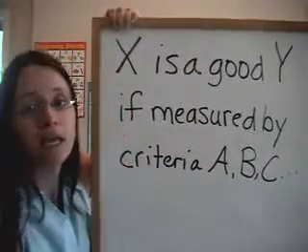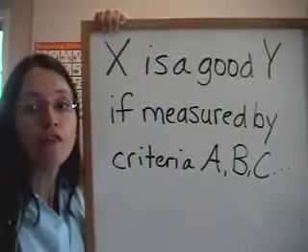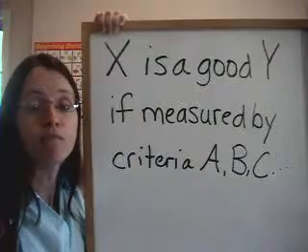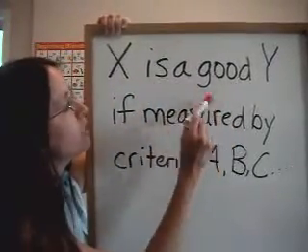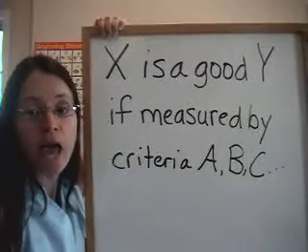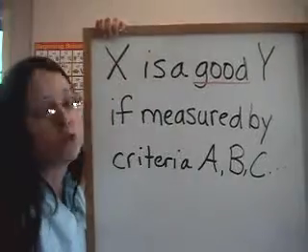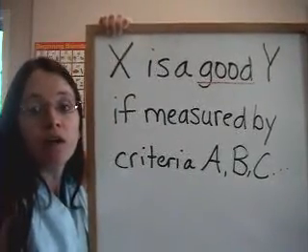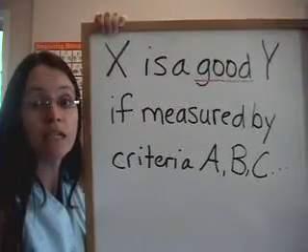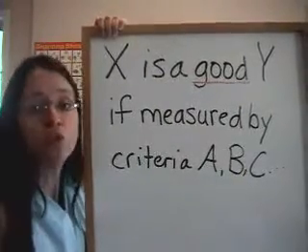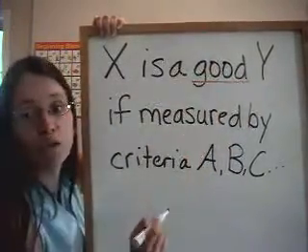But X is our main term. X is the thing or the person that we are evaluating. In this case, it's the movie Pride and Prejudice. X is a good. A good is our evaluative term. We could also use bad, best, worst, mediocre, terrific, abysmal, or any range in between. But this is our evaluative term. In this case, I've used good.